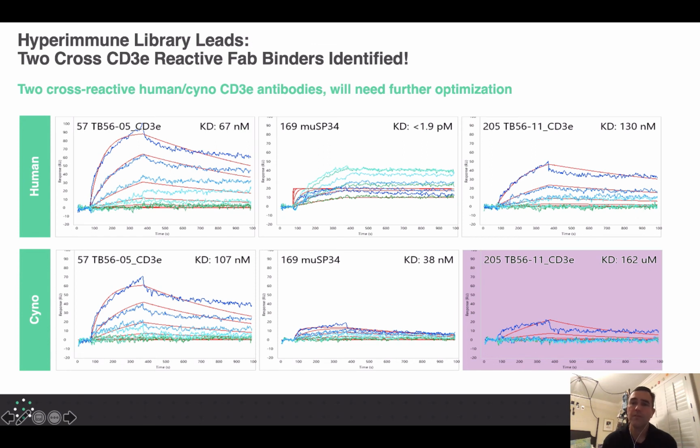Shown here is just a little bit of data from using the library, where we are actually able to find several human cyno cross-reactive clones to CD3. Those of you that are familiar with this target know that it's actually very difficult to find human cyno cross-reactive clones. You can see on the left and on the right, we have 2 clones that have double-digit nanomolar binding to CD3 epsilon.